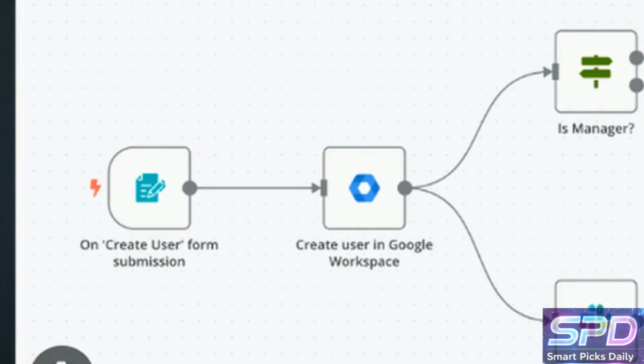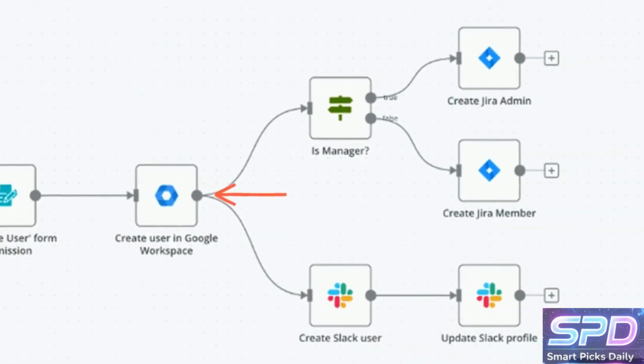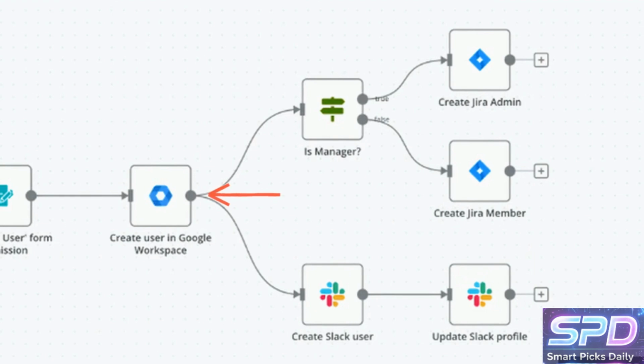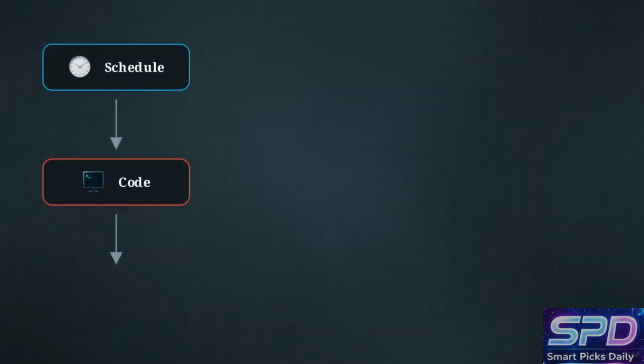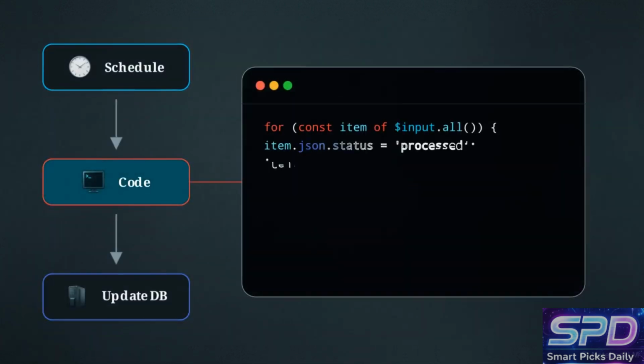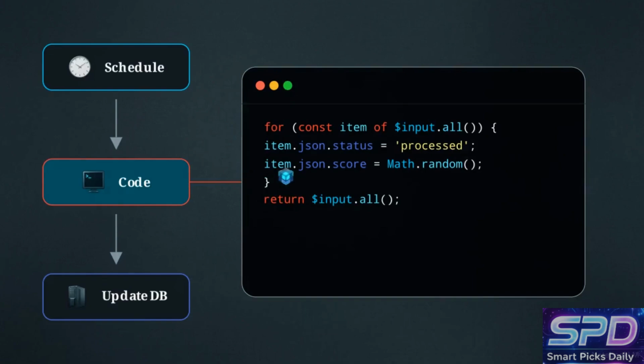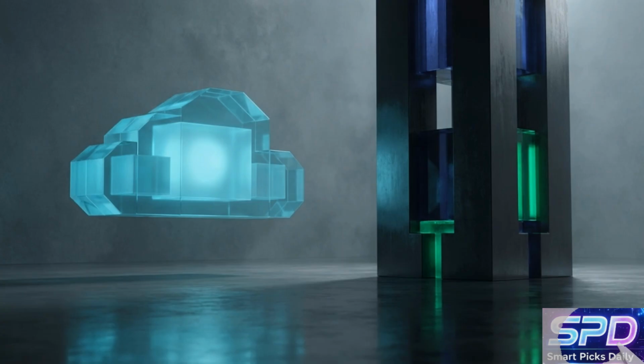This diagram shows a production setup where a single form submission triggers a user creation in Google Workspace. The logic then branches out to provision specific Jira permissions, while simultaneously updating Slack profiles. This entire multi-app sequence executes autonomously as a single unified flow, rather than a series of disconnected steps. This hybrid architecture gives operations teams visual oversight, while allowing developers to inject custom JavaScript or Python exactly where it is required.